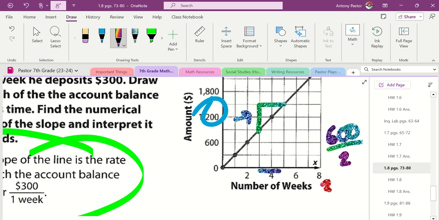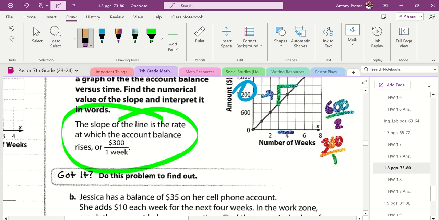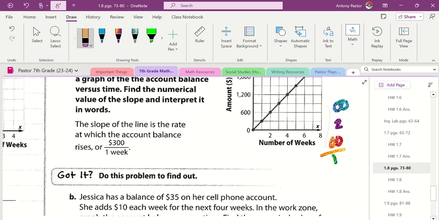When I divide these both by 2, I'm going to have 300 over 1, which is what the question told us initially, that for every $300 deposited, it happens over 1 week, or another way to say it is each week he's depositing $300. So my slope here would be 300 because he's depositing $300 each week.